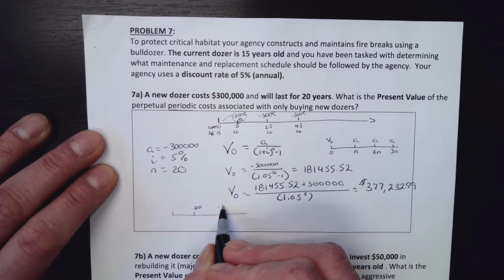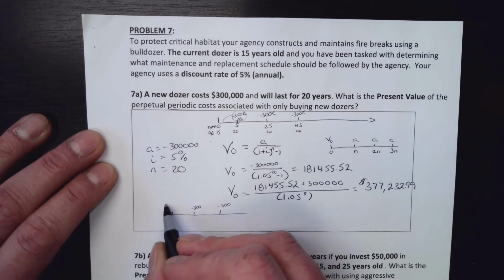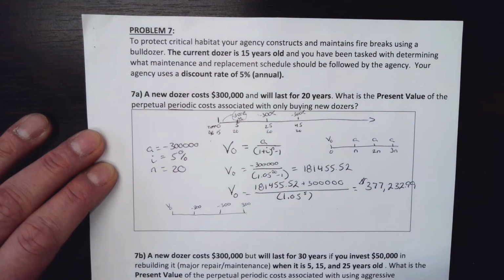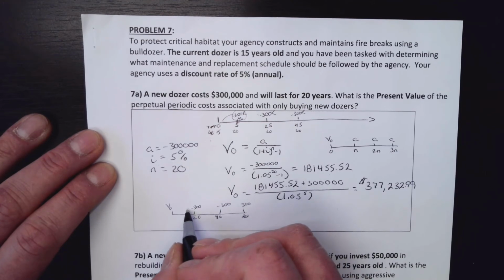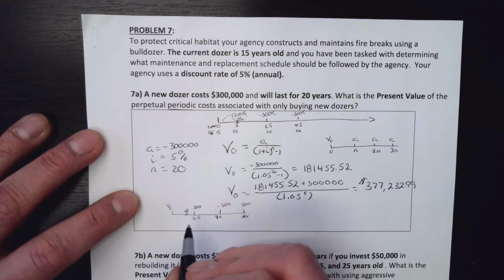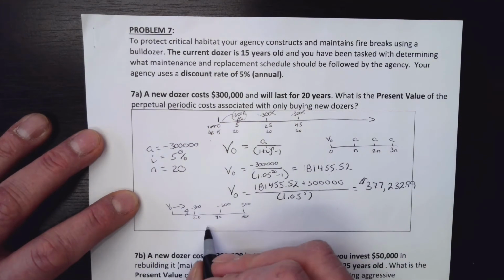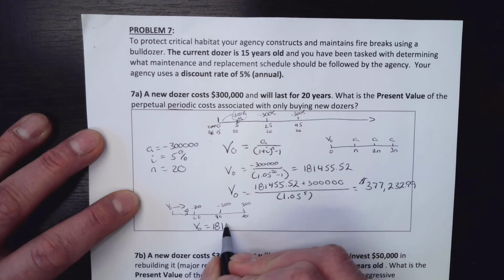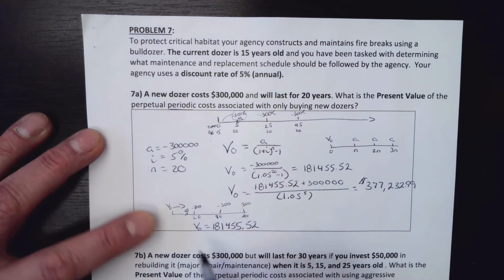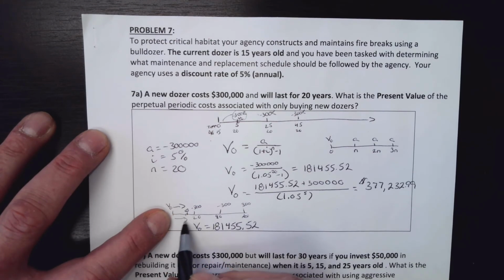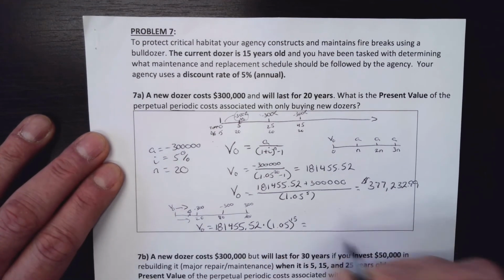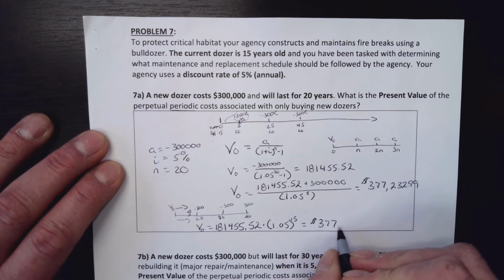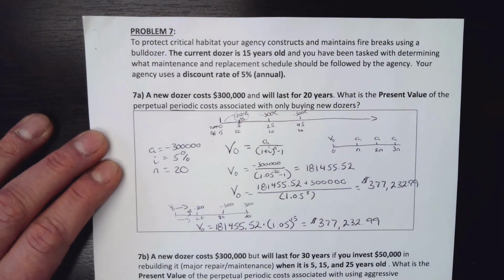So the other way I could have done it is I could have said, here's that timeline with all these 300,000s, and here's where it solves to with its V0. But where am I sitting if this is 20 years, 20 years, 20 years, or sorry, 20, 40, 60? I'm sitting here at age 15. And so I can take my V0 and move it forward. So in that case, the same V0, the 181,455.52, assume that it's here, 15 years ahead of me, and want to slide it to the right, I can multiply it by 1.05 to the 15, and I will get 377,232.99. You could do it either way, right?